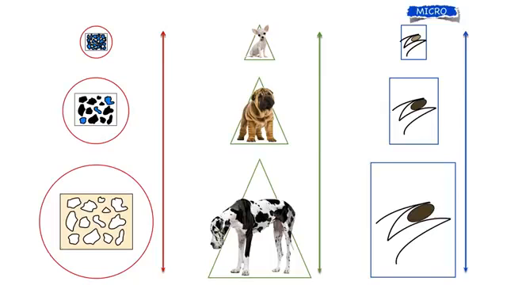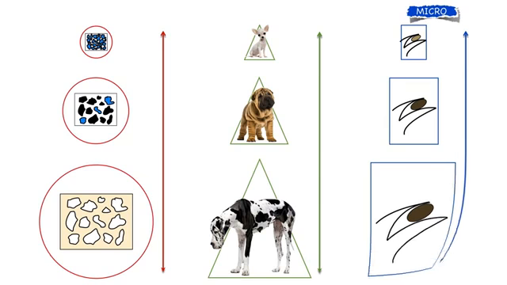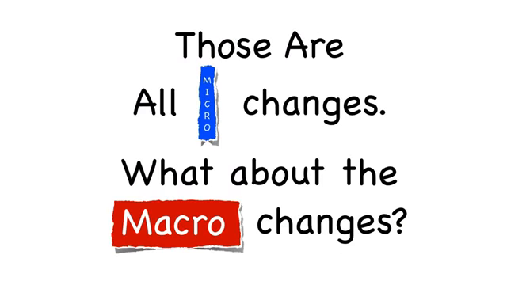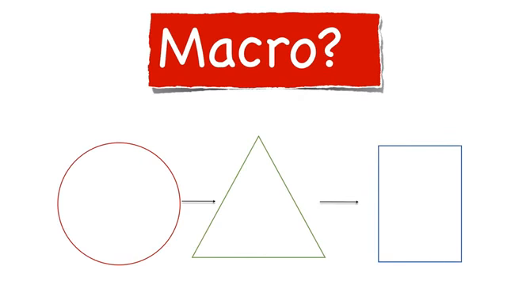Yet according to Darwin's natural selection, all life forms originated from the same ancestor, that first one-cell amoeba-like creature, through small, successive, gradual changes. So we've seen that all these changes are micro changes. What about the macro changes? What evidence is there for macroevolution and the supposed changes that occurred across types, like the circles evolving into the triangle and the triangle evolving into the rectangle?